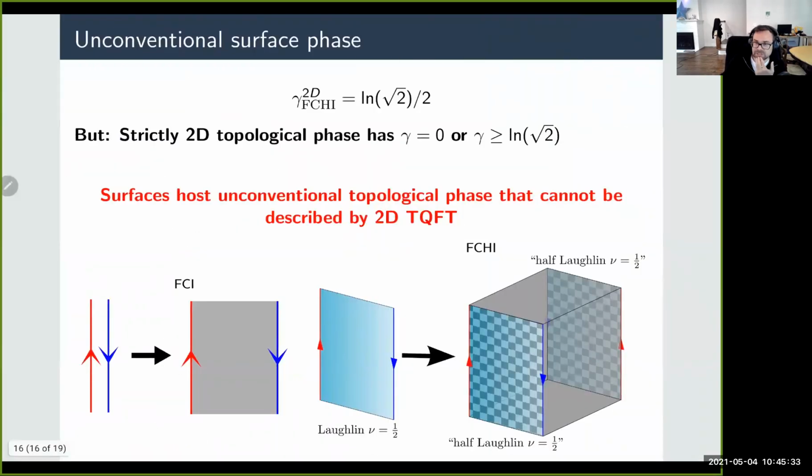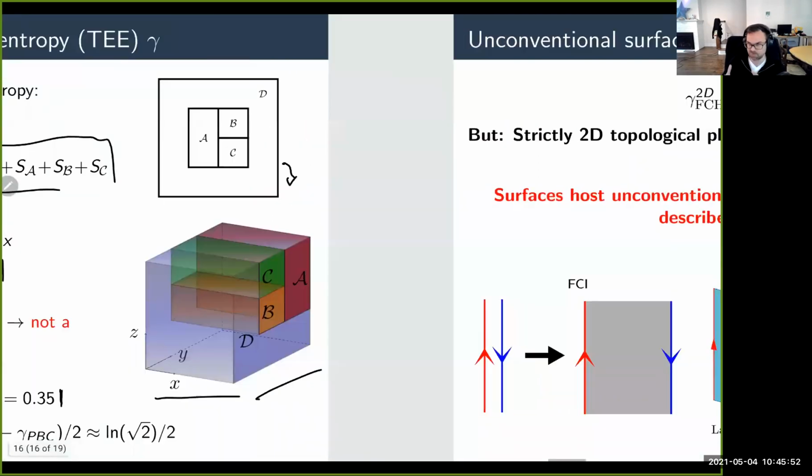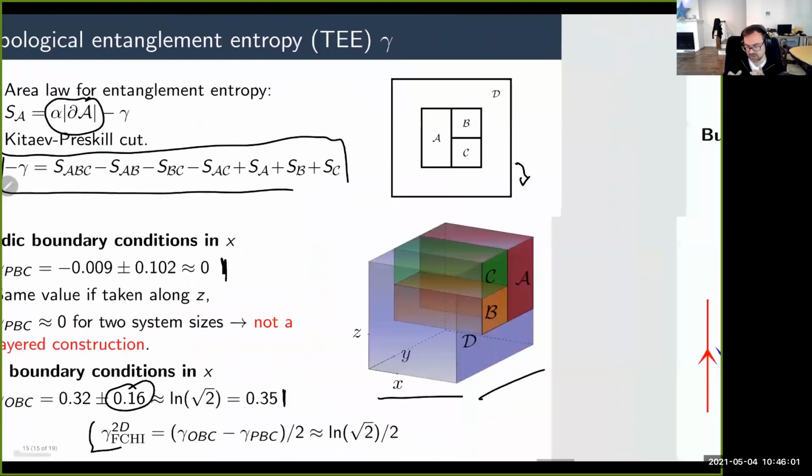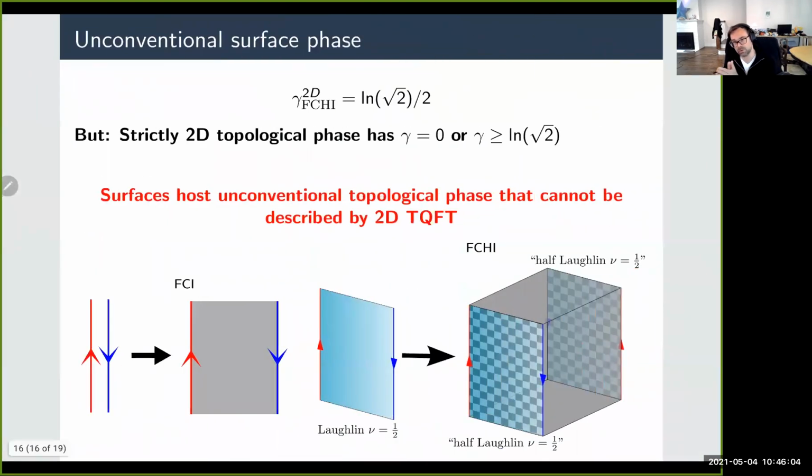And it's a bit puzzling, because if you think about topological order in 2 dimensions, and abelian ones for this system, you expect to get either gamma equal to 0 or gamma larger than log of square root of 2. And while of course we do still have some large error on the extraction of the gamma, right now we can safely say that we get neither 0 nor log of square root of 2.